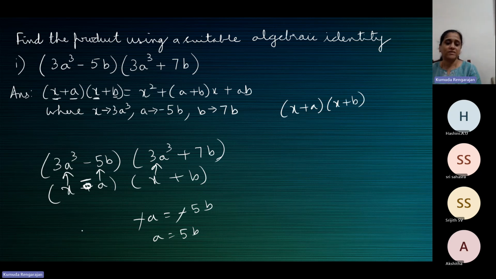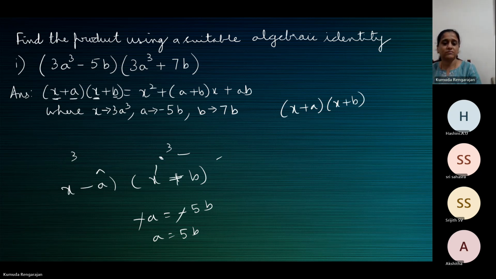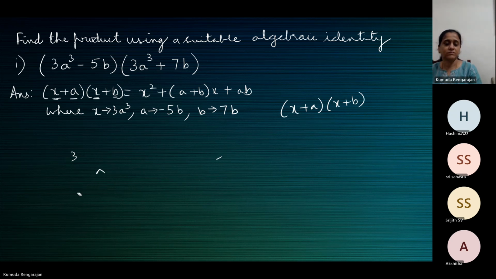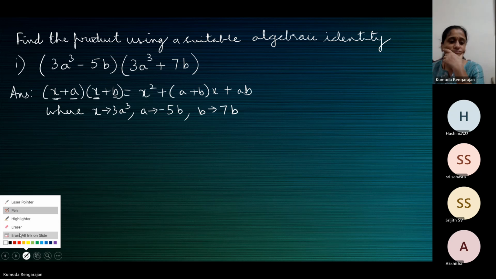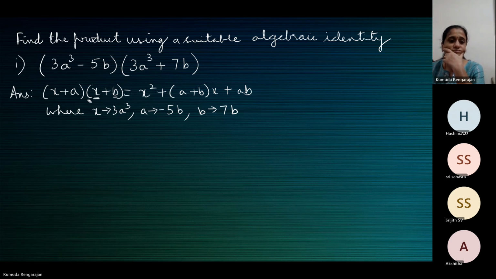But here it is plus a. Plus a is equal to minus 5b. So a is equal to minus 5b. And here plus b is equal to plus 7b. So b is 7b. So x is 3a cubed, a is minus 5b, and b is 7b.